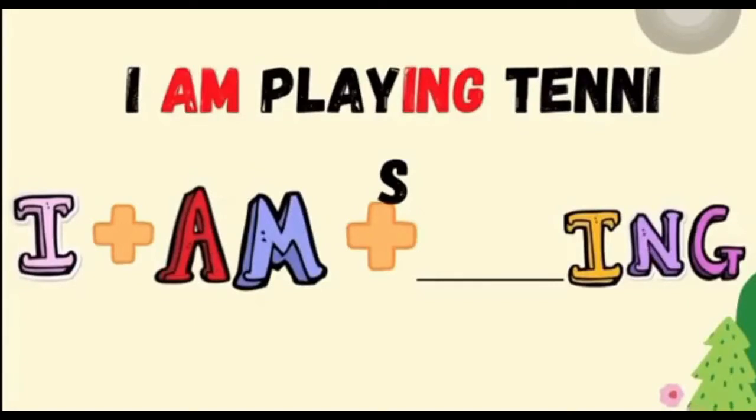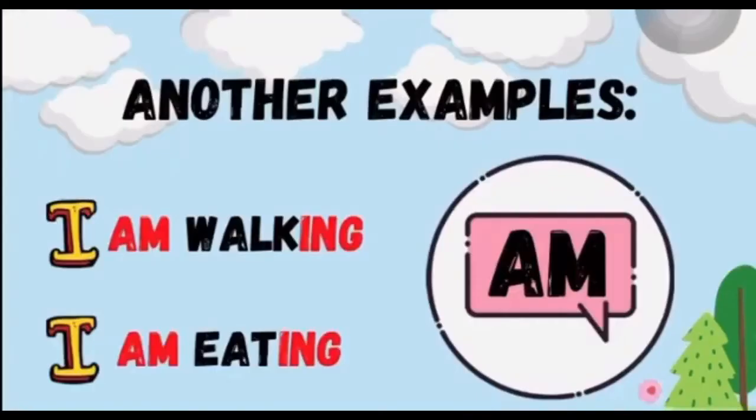Okay, now let's look at the example or the formula. I am playing tennis. I must be followed by am. I am playing tennis. So, the action verb must be followed by ing. Playing tennis. Play, it must be added with ing. I am playing tennis.